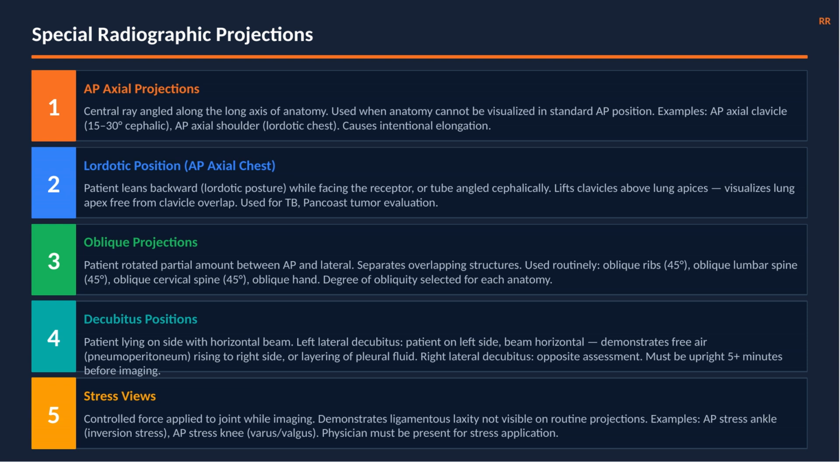And stress views. Controlled force applied to a joint while imaging. Demonstrates ligamentous laxity not visible on routine projections. A physician must be present for stress application.